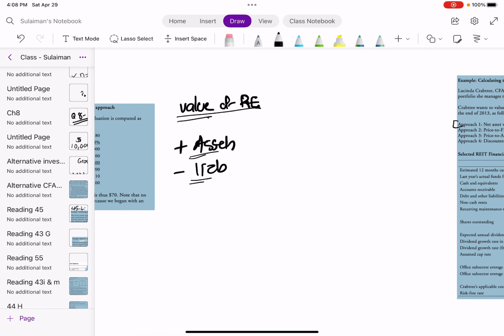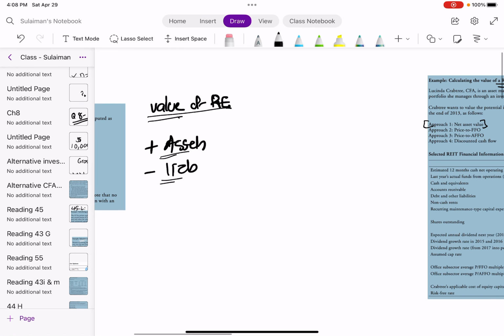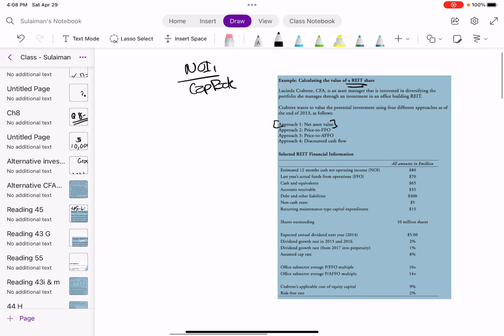First of all, we calculate the value of the real estate as it is by getting the net operating income for the first year and dividing it by the cap rate. Then we add any assets the REIT has and remove any liabilities. And the final thing is doing the adjustments per share, because in the end we want to have the numbers on a per share basis.